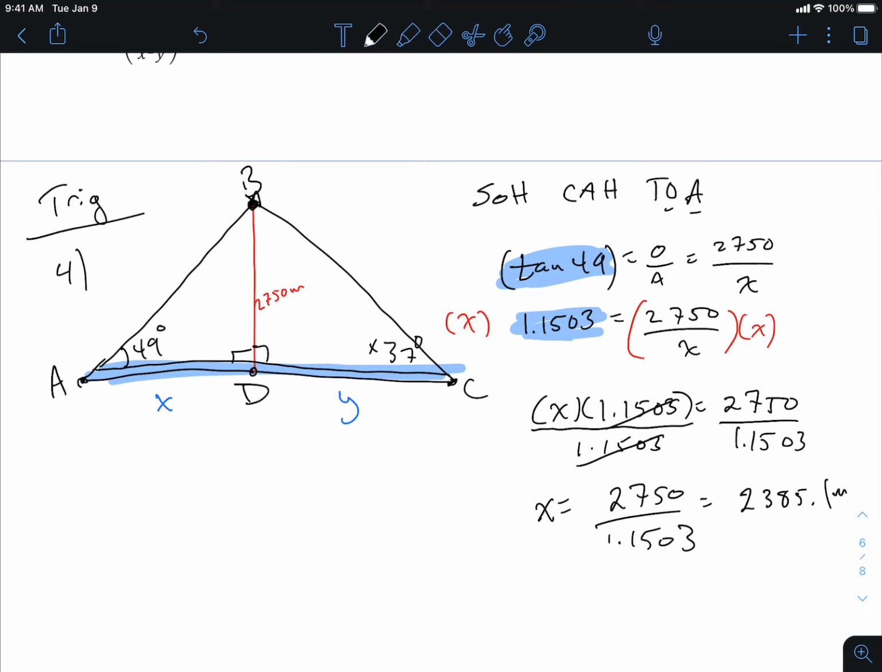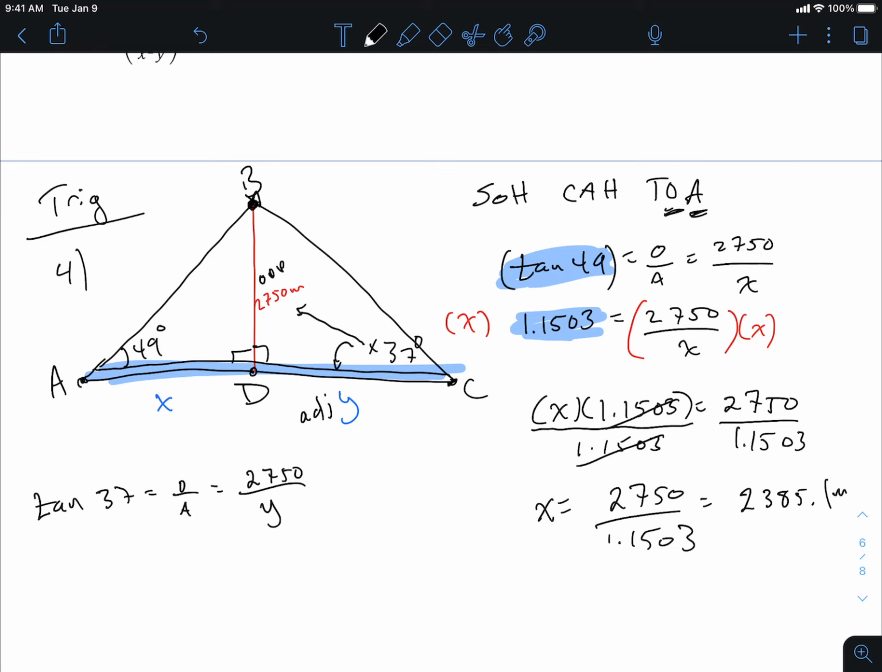I'm standing at 37 degrees. I look across and I see opposite. Beside me is side length y. That's going to be adjacent, and that's what we're looking for. Which trig ratio are we using? Tangent again, because it's opposite and adjacent. So tan of 37 is equal to opposite over adjacent. So we get 2,750 over y. Solve for y.